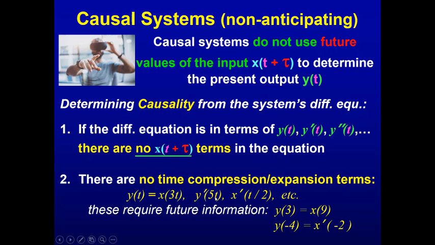For example, if y of t equals x prime of t over 2, then for negative values of time, like y of minus 4, that equals x prime of minus 4 over 2 or x prime of minus 2. So computing the value at 4 seconds before time t equals 0, I need the value at only 2 seconds before time t equals 0. This is an input that happens later than this output. So compressions and expansions can't be part of our defining differential equation to have a causal system.